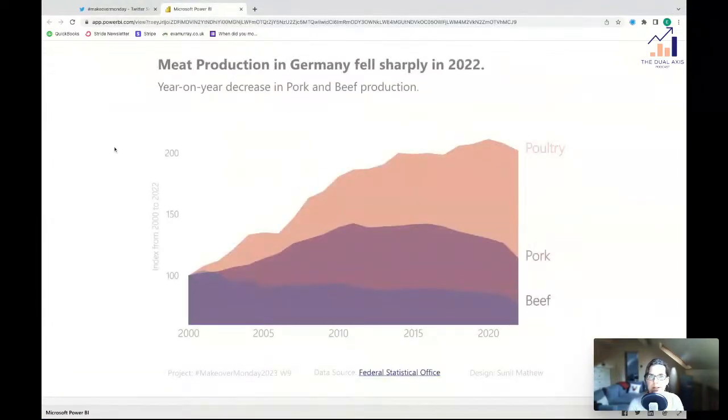Meat production in Germany fell sharply in 2022. Year-on-year decrease in pork and beef production. So, yes, but what about poultry? You don't mention it, but it's actually the largest looking chunk of the chart. So maybe just mention poultry, whatever the observation is, because it's part of the viz. Now, if you don't have to include it, of course, you could just have beef and pork, and then keep that as it is. But if you have poultry included, I think it should be mentioned in some shape or form.